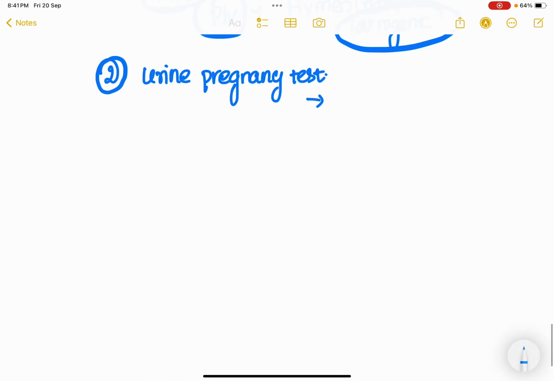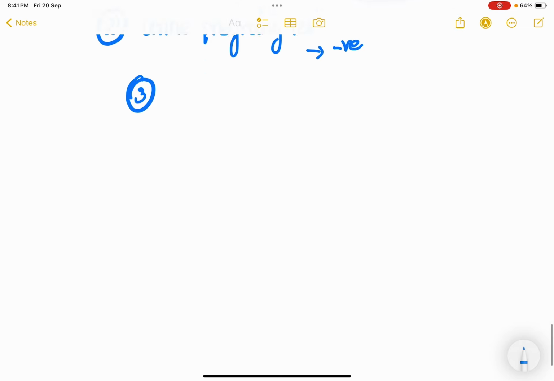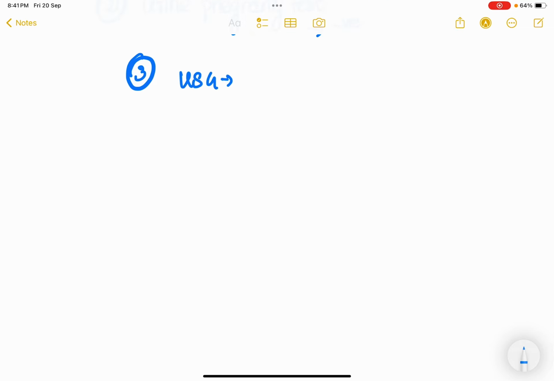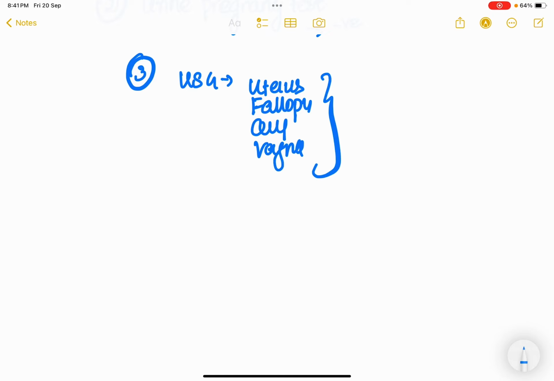If the urine pregnancy test is going to be negative, so now what am I supposed to do? The other test I am supposed to do is an ultrasound. Why are you going to order an ultrasound? In order to check whether the female internal genitalia is present, whether the uterus is present, whether the fallopian tube is present, whether the cervix, vagina, ovary, everything is present. I need to check.